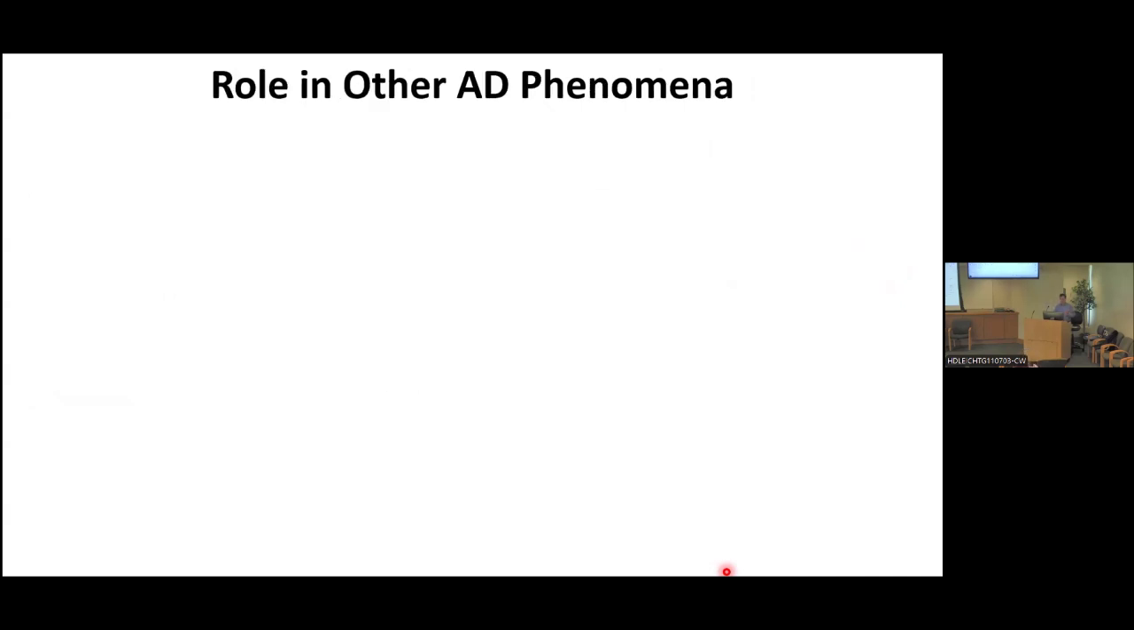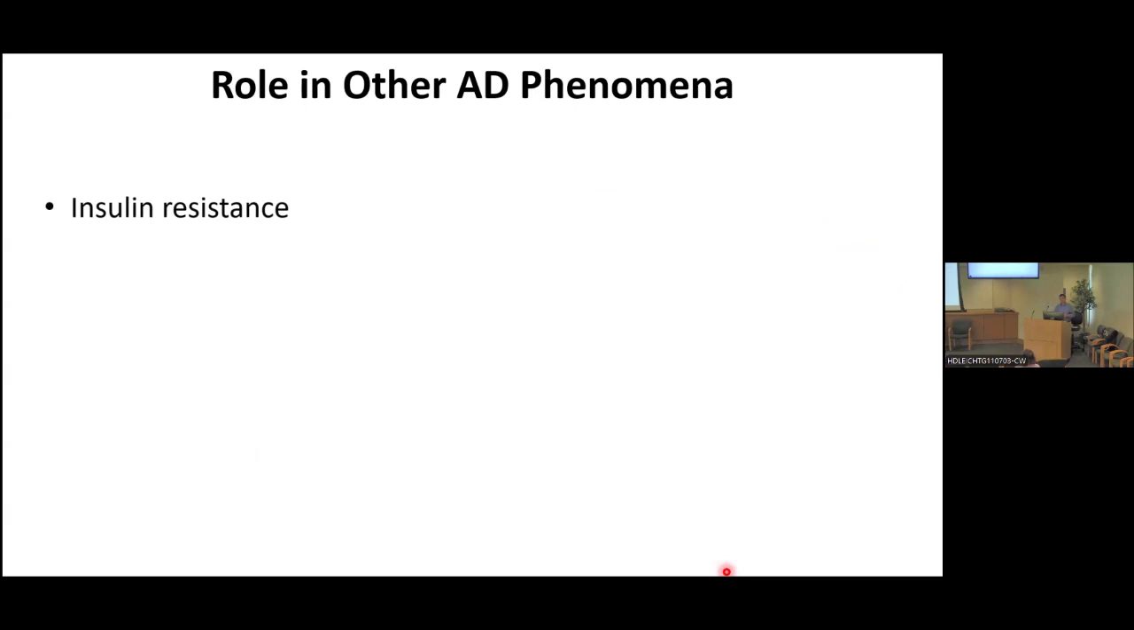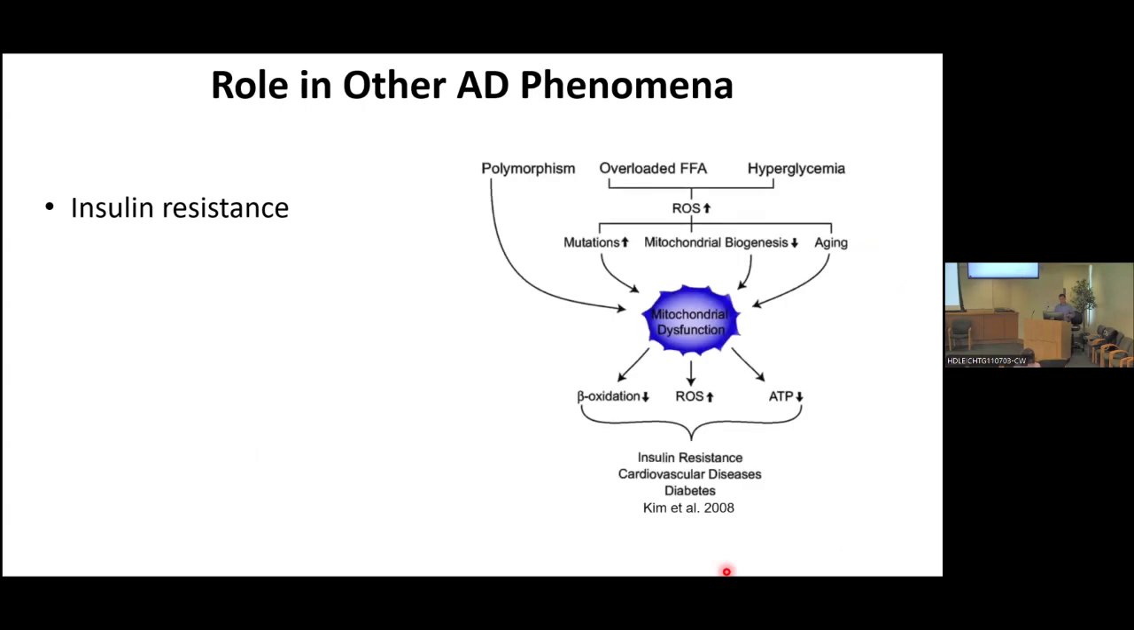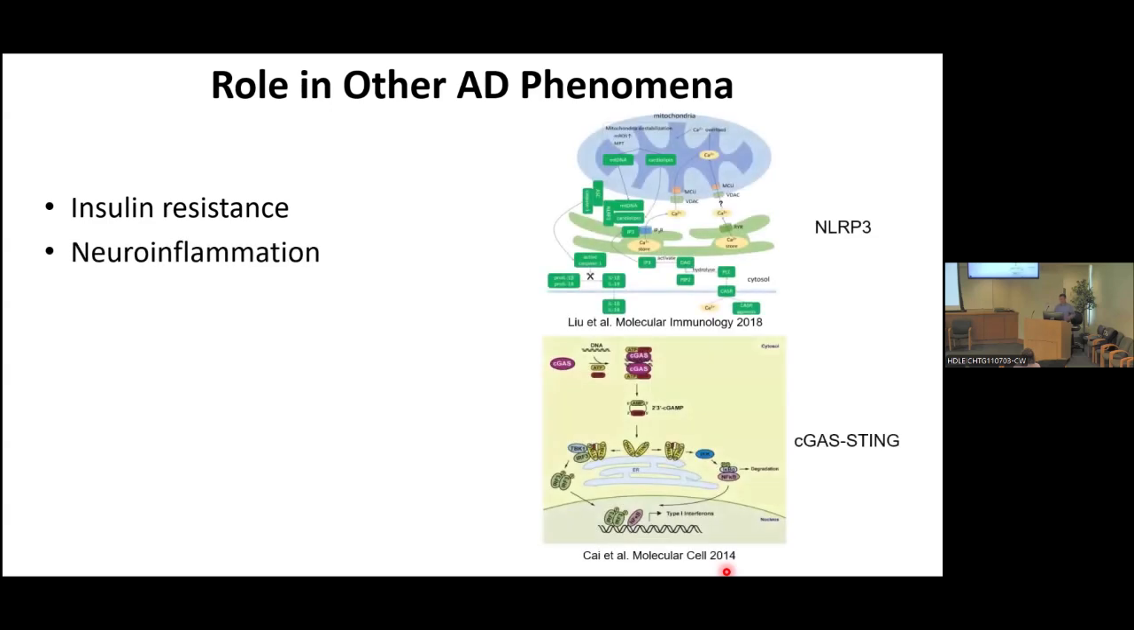Mitochondria also relate to other phenomena that are recognized to occur in Alzheimer's disease. For example, insulin resistance. So muscle mitochondria are a recognized contributor to insulin resistance, and there is insulin resistance in the brains of Alzheimer's patients. Some have even referred to it as a type 3 diabetes. Neuroinflammation, of course, occurs in Alzheimer's, and mitochondria can trigger inflammation.